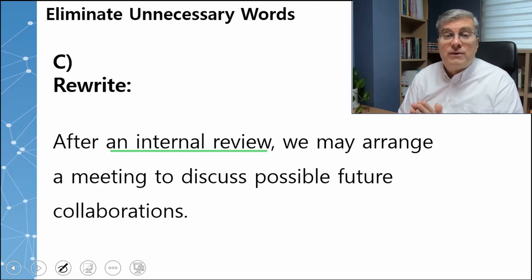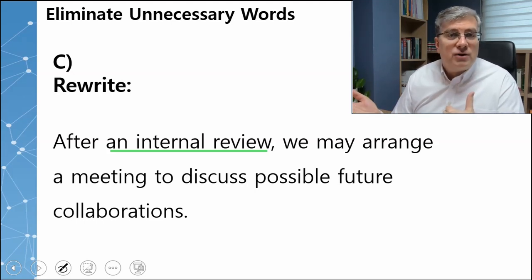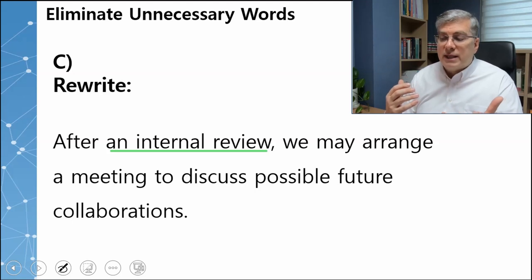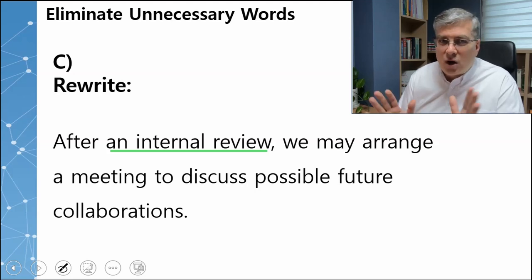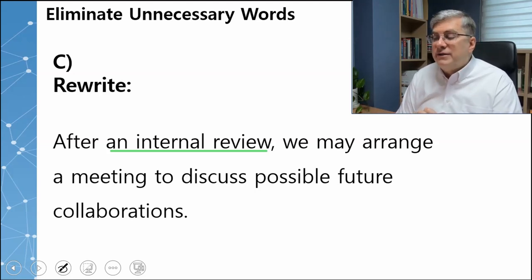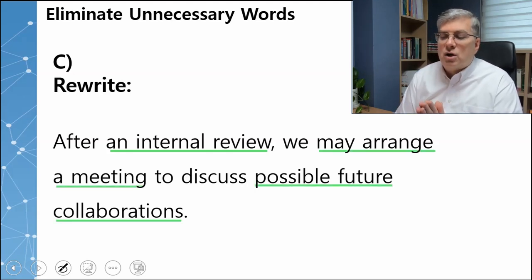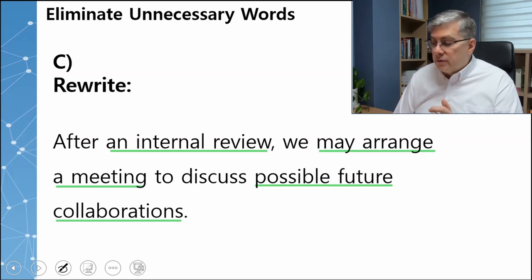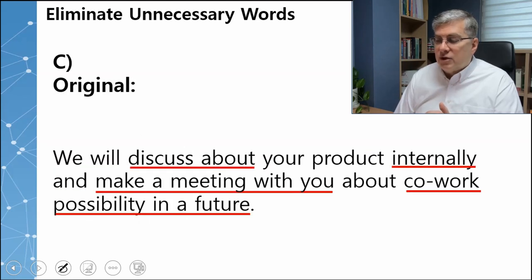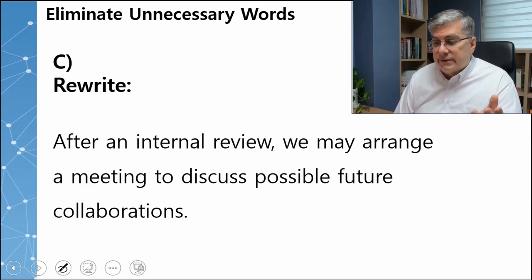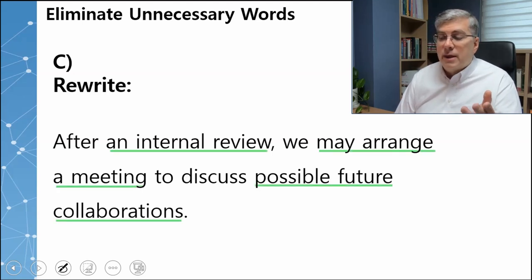So after an internal review, much better, we may arrange a meeting, make a meeting with you. We don't have to say it. We don't have to say with you either. Just we might arrange a meeting, obviously, because I'm writing to you, to discuss possible future collaborations, not co-work, collaborations. So to discuss and not discuss about, we may arrange a meeting to discuss possible future collaborations. So this is also shorter. I'll just flip back to the original one real quick. Yep, it's also a little bit shorter and it's more concise. So I would recommend doing it this way.